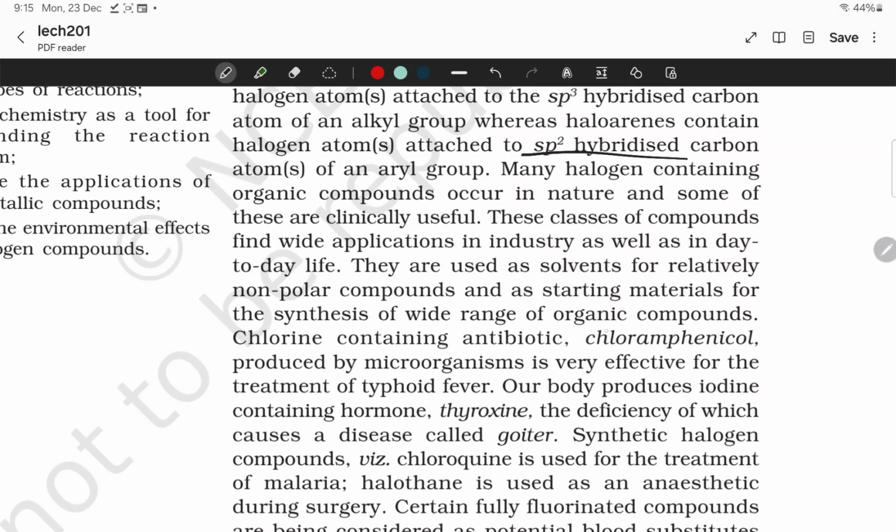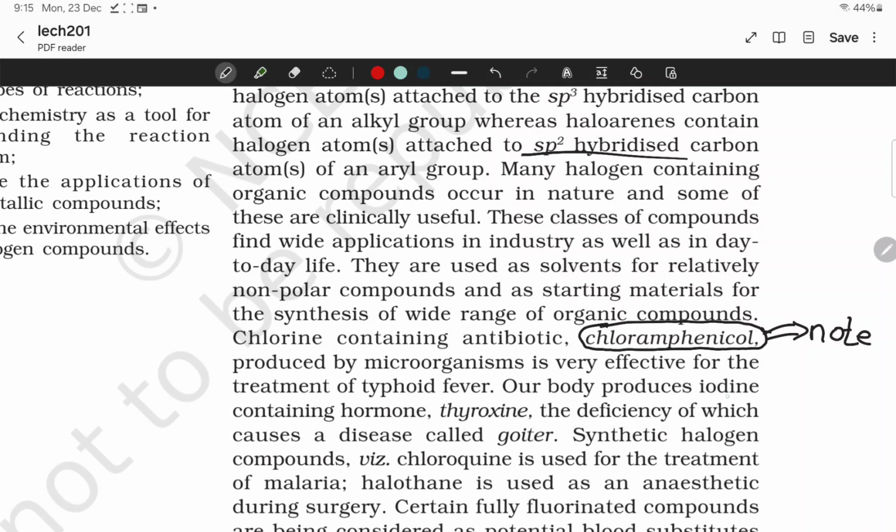Chlorine containing antibiotic. Which is the chlorine containing antibiotic told in this lesson? Chloramphenicol. Very important note. This should be noted because this can be asked. Produced by microorganisms, very effective for the treatment of typhoid fever.